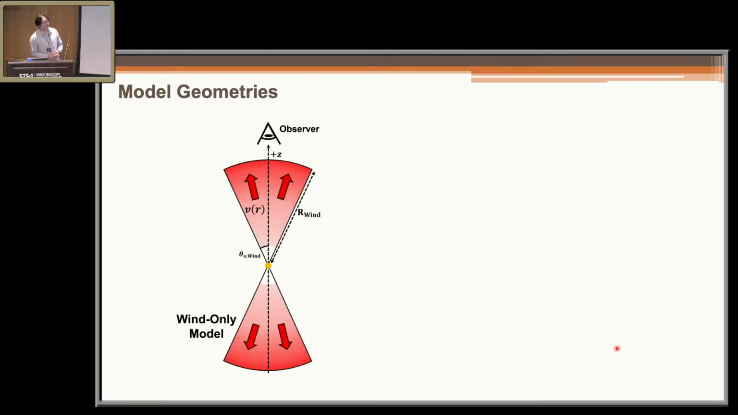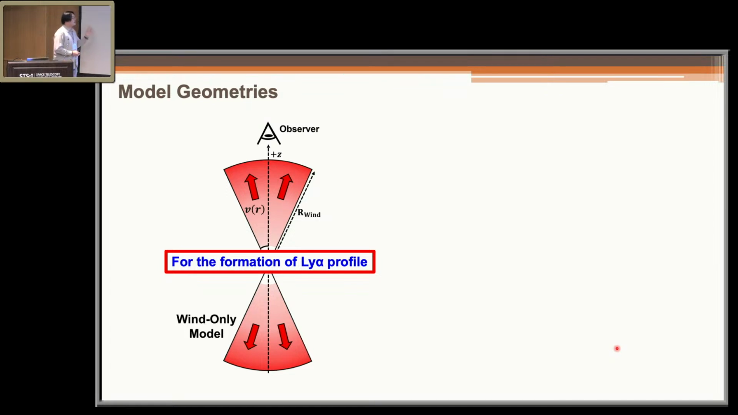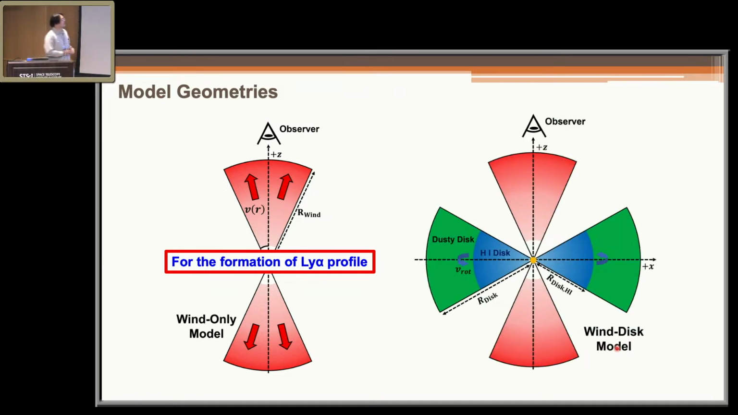Back to the modeling for TW Hydrae, I consider two models. One is the wind-only model, because I believe the formation of Lyman alpha mainly originates from the fast wind structure. This model is for the formation of the Lyman alpha profile. But as I said, Lyman alpha is spatially diffused and extended, so we can also consider this component. The second model is the wind-disk model. I'll explain it in more detail on the next slide.